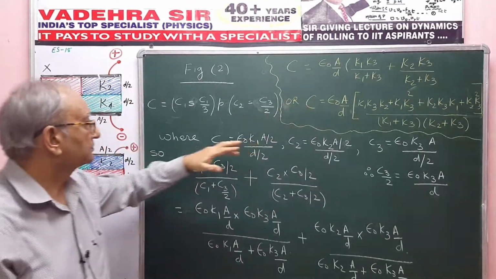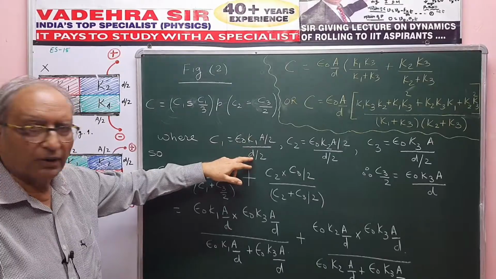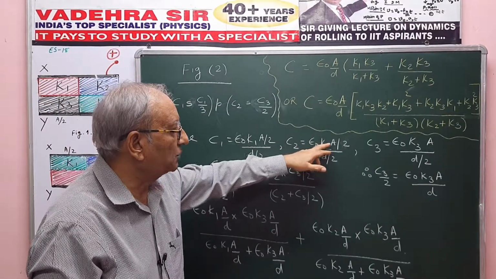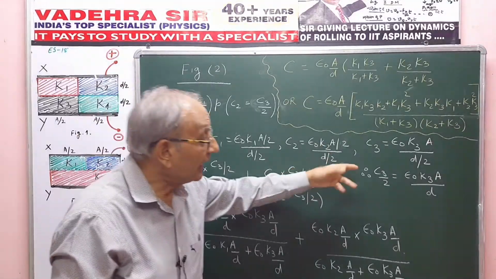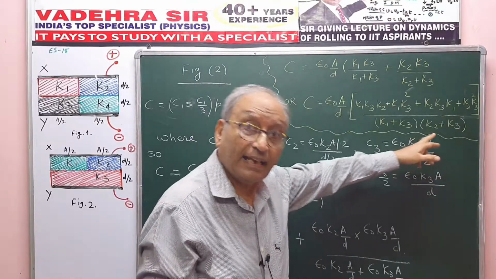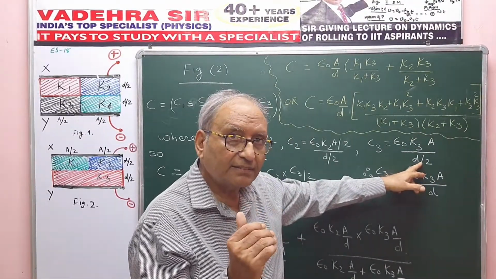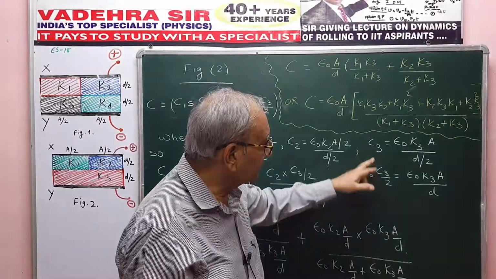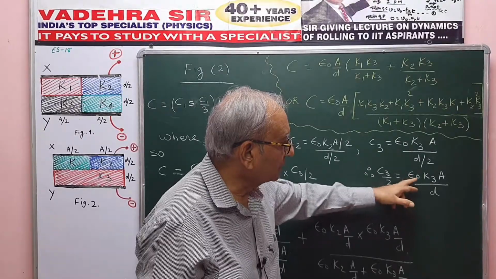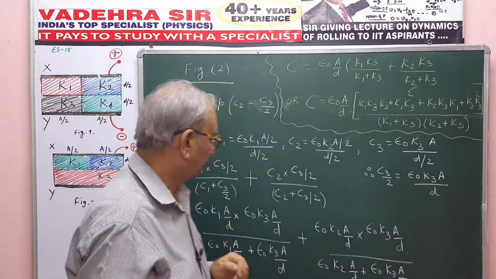This is the last part where C1 is epsilon naught kappa 1 A by 2 upon D by 2. C2 is equal to epsilon naught kappa 2 A by 2 upon D by 2. And C3 is epsilon naught kappa 3 A divided by D by 2. But I am interested in C3 by 2. So C3 by 2 will give me epsilon naught kappa 3 A upon D. Now I do it.